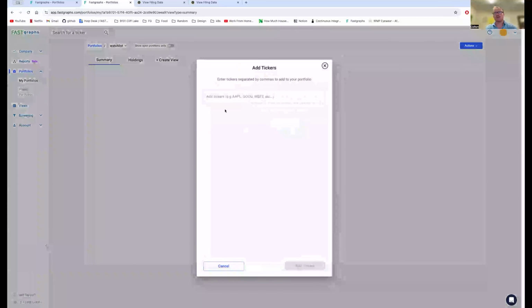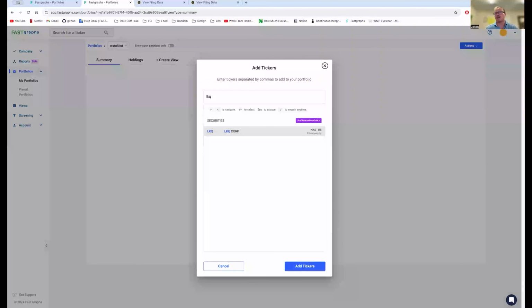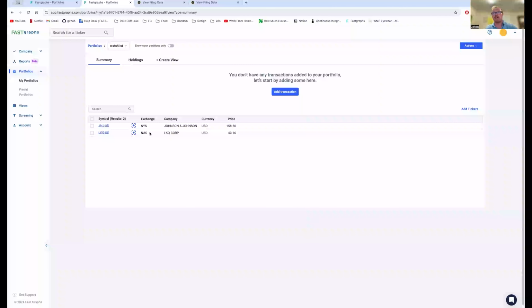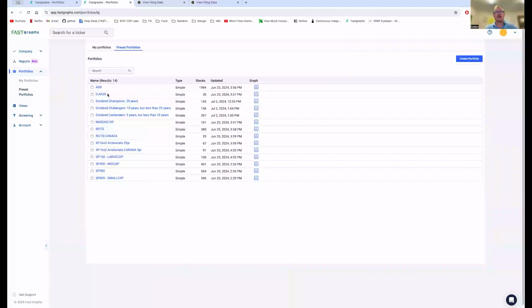And then there's no stocks in here. I could add Johnson & Johnson if I wanted to, and LKQ maybe. And oops, I removed Johnson & Johnson by accident. Let me add the two of these. So now I have those two in there, right? Now I'll get back to adding to that watch list.